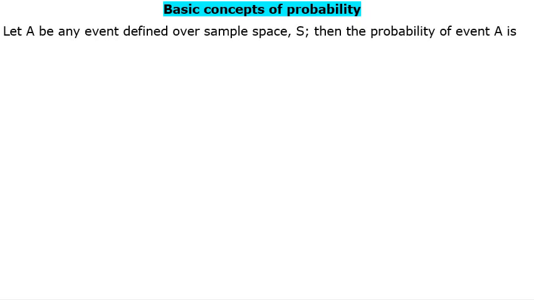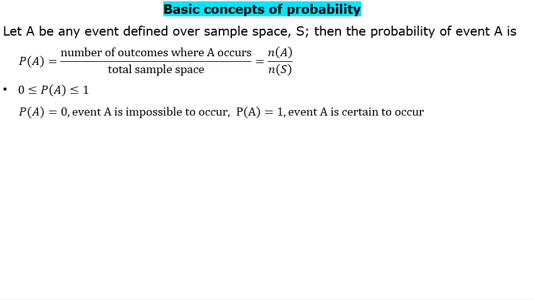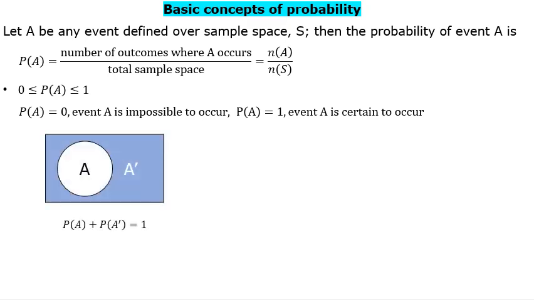Basic concept of probability. Let A be any event defined over sample space S, then the probability of event A is P(A), the number of outcomes where A occurs, denoted N(A), over the total sample space, N(S). The probability must be between 0 and 1. P(A) equals 0, event A is impossible to occur. P(A) equals 1, event A is certain to occur. P(A) plus P(A complement) equals 1.